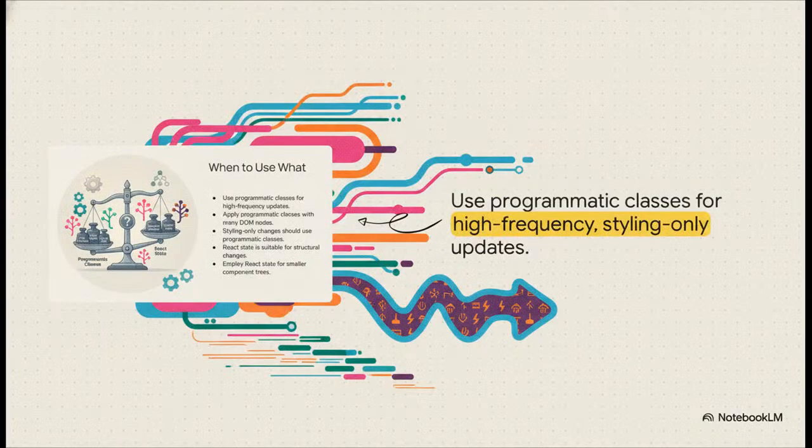So here's the rule of thumb. This direct DOM, programmatic class approach, it's your secret weapon for high-frequency, styling-only updates that have to happen across a ton of different nodes. But for anything that actually changes the structure of the page, adding or removing elements, or for smaller component trees that aren't performance critical, you absolutely stick with the declarative power of React state. It's about using the right tool for the job.